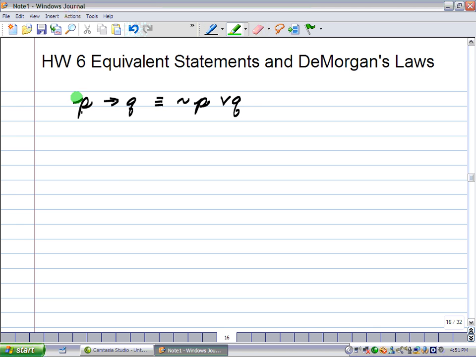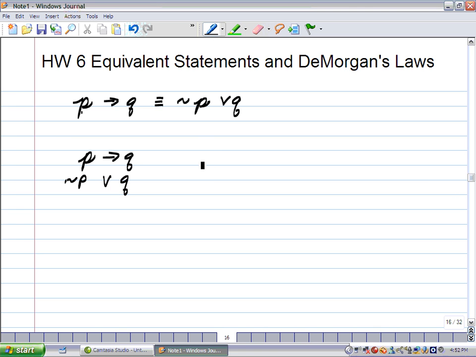We want to make sure we look at the positions here and not the letters. P implies Q means a simple statement implies another simple statement, which is the same as saying the opposite of the first statement or the second statement. It might be helpful to write it right underneath it. Not P or Q. The P turns to its opposite, the implication turns to an or, and the Q stays the same.